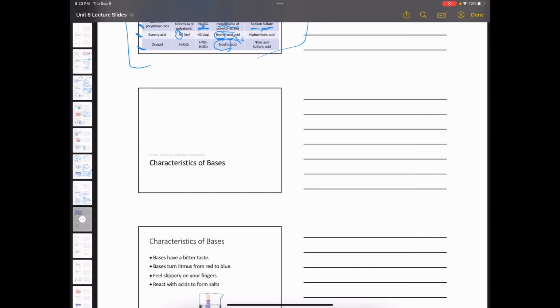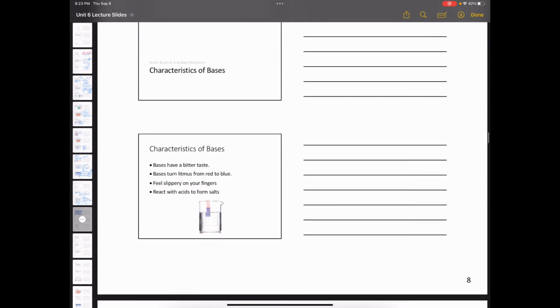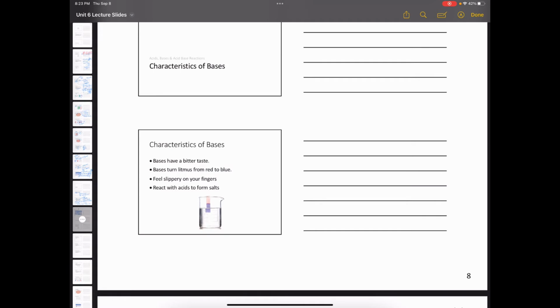So let's now talk about bases and the characteristics of bases. So first and foremost, a base will have a bitter taste. Unlike the acid, which has a sour taste, the base will have a bitter taste. Okay, the base will also turn the color of a litmus paper from red to blue.